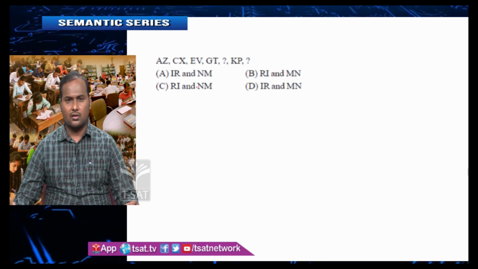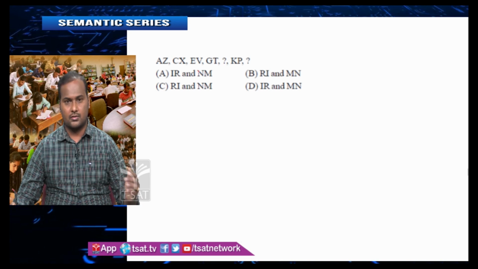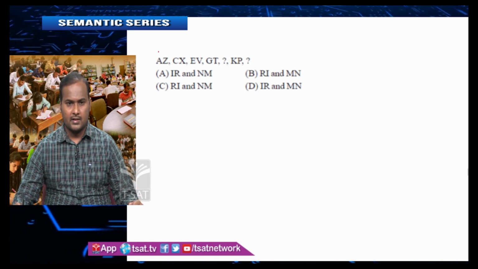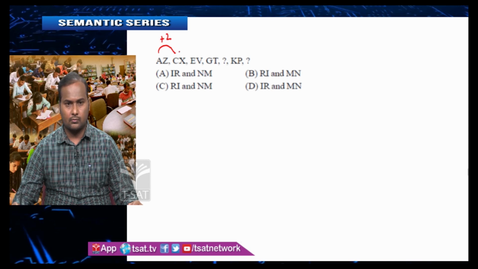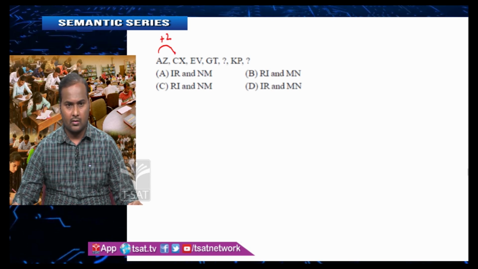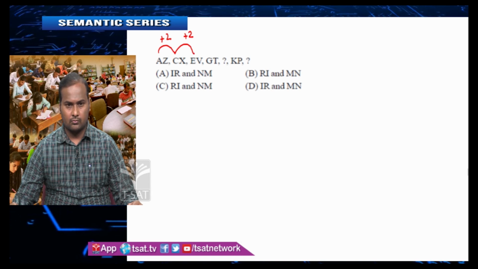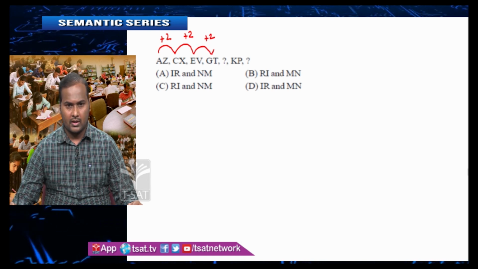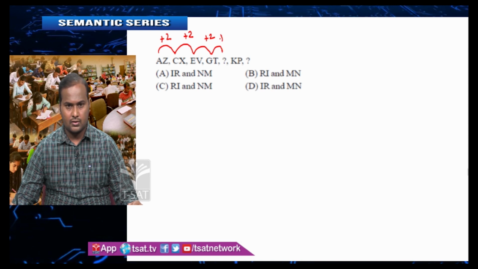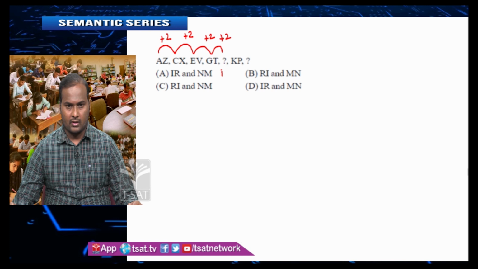So, in this case now you need to check the series as well, not only opposite but also series. See, from A to C, it is increasing by plus 2. In the same way, C to E, it is also increasing by plus 2. Again to G, again plus 2. So, next one is also plus 2. So, G is 7, 7 plus 2 is I. So, your answer is I.